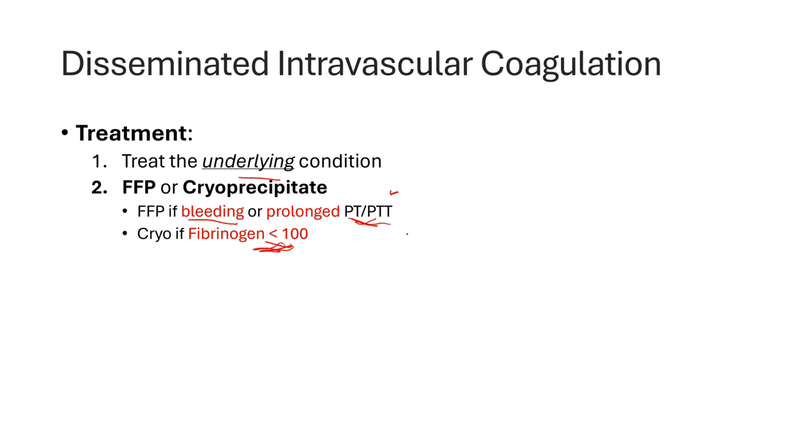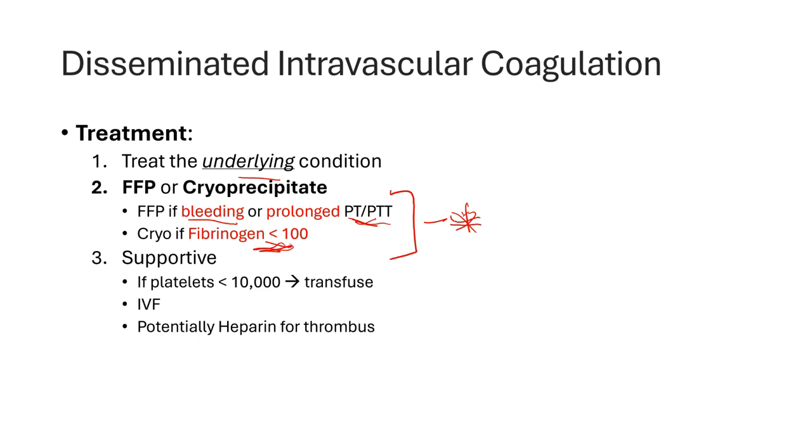They should not make you choose between these on test day, but just in case they do, I've included when we give each of these. But both of these are the hallmark of DIC treatment, fresh frozen plasma and cryoprecipitate. The rest is going to be supportive.